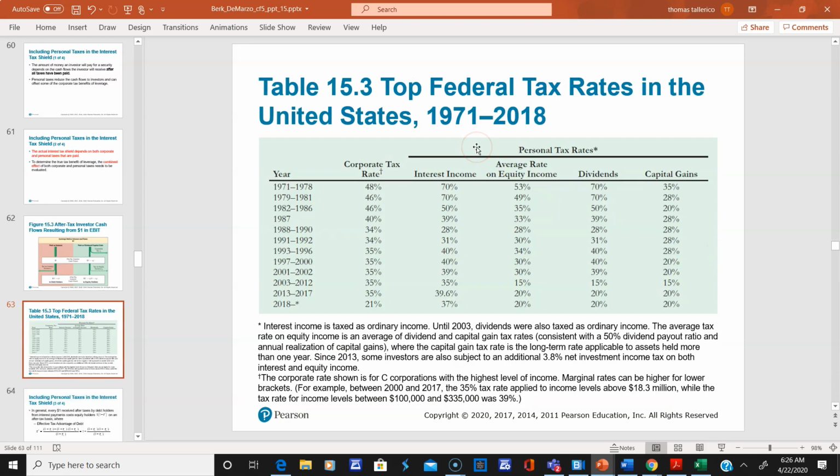So anyway, here's a table that reflects the total federal taxes in the United States. Here's the corporate tax rate, and this was done under Trump. You can see the drastic drop. It was lowered to 21%. And here's the personal tax rates on interest income, on debt. And here's the average rate on equity income, which is 20%. I believe that's simply the dividends and the capital gains.